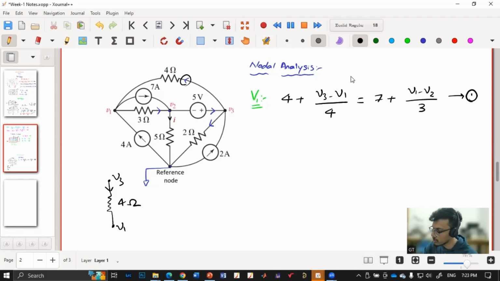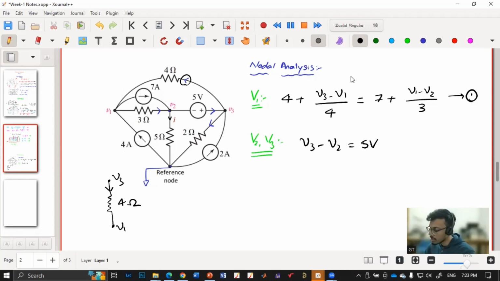So what should I do? Can we say V3 minus V2 equals 5 volts? Yes, you are right. So that is another equation. It is not at any node. So the V2, V3 relation I'm saving. We have V3 minus V2 is equal to 5 volts.